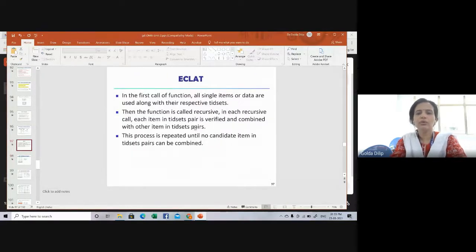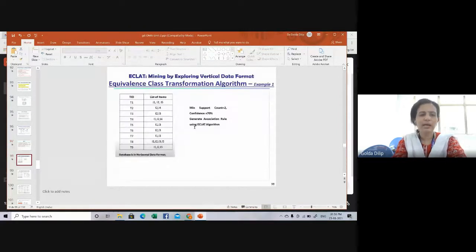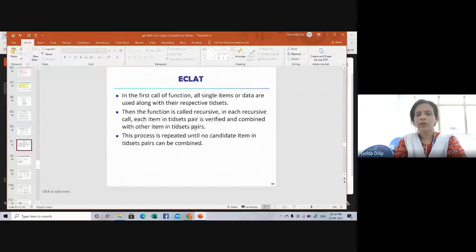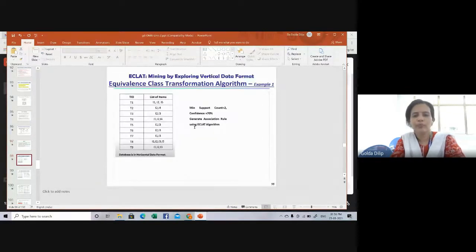Okay, so this is the overview of what the algorithm is all about. Rather than discussing this step first, we'll first work out an example, then we'll come back to the steps. Then it will be easy for you to follow. Okay, so let's take this. I want all of you to note it down in your notebook. Okay, 9 transactions.